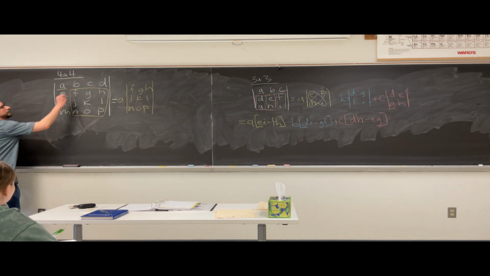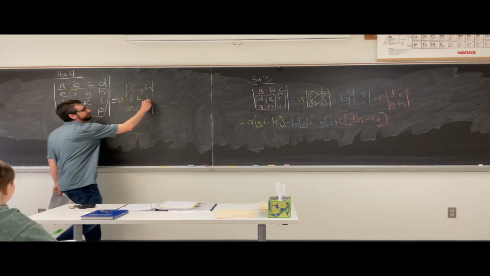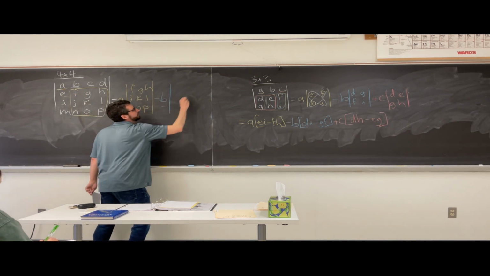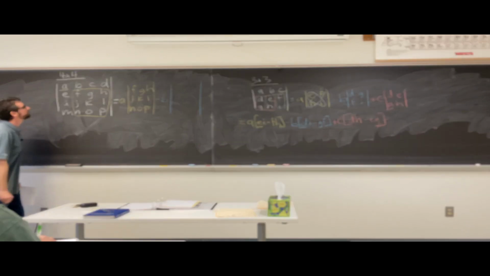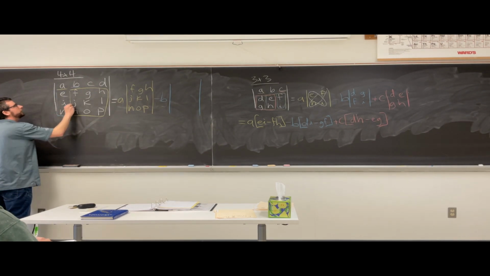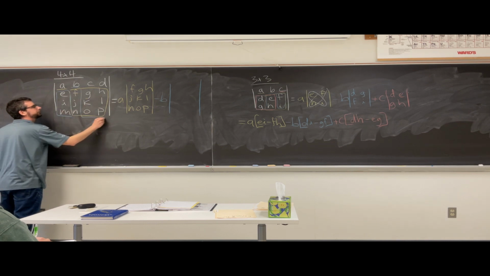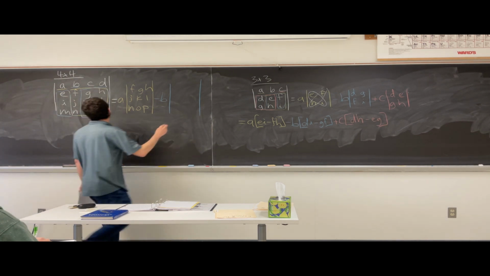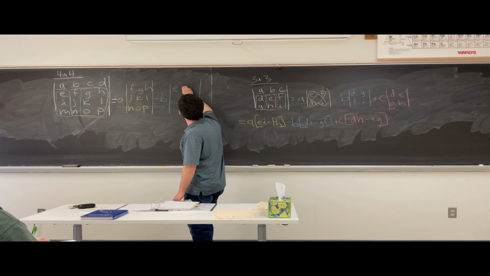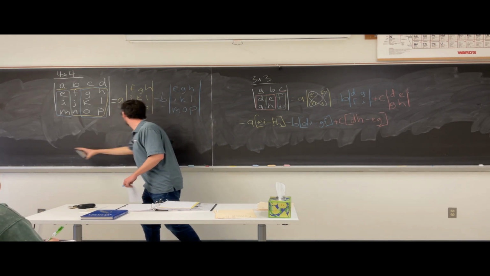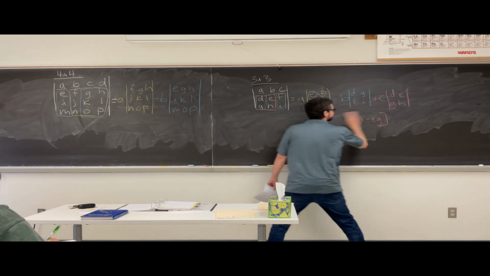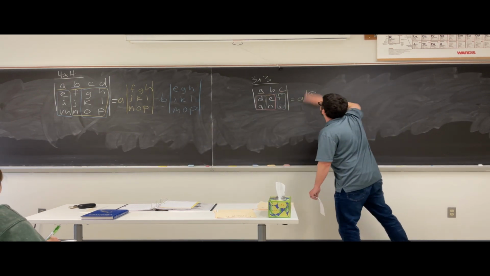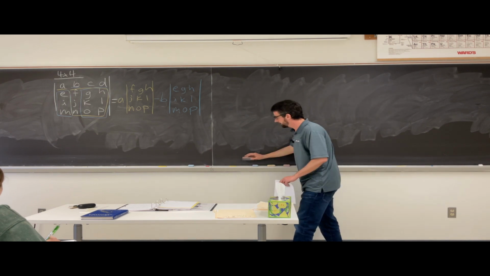Yep. Alright, next one, sorry. We got B, another big determinant, what's gonna go in there? E, I, M, G, K, and H. Sounds like we're speaking like a foreign language. Wow. Okay. Next one.